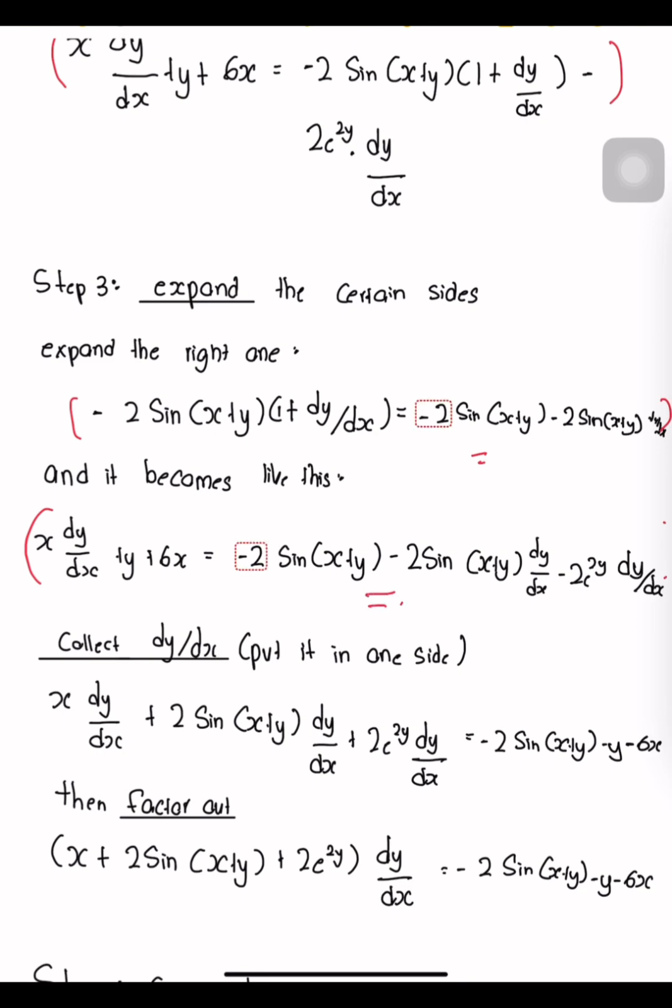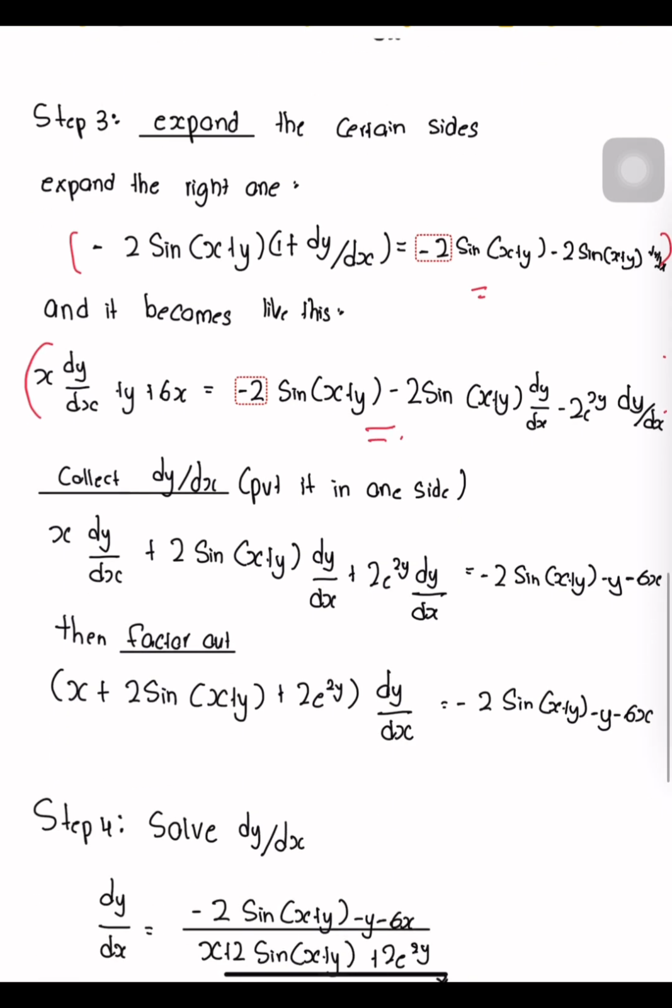So after that, as you can see, both of the sides have dy and dx, so we should collect it and put it in one side. Alright, so let's put it on the left side. So we should get x times dy over dx plus 2 sin(x + y) times dy over dx plus 2e to the power of 2y times dy over dx equal to negative 2 sin(x + y) minus 6x. As you can see, we bring both the y and 6x into the back, and the dy dx pairs in the back into the front, so we should get this at the end.